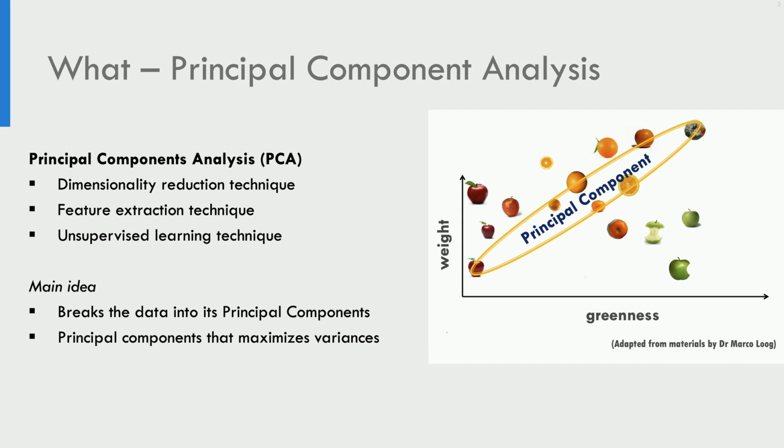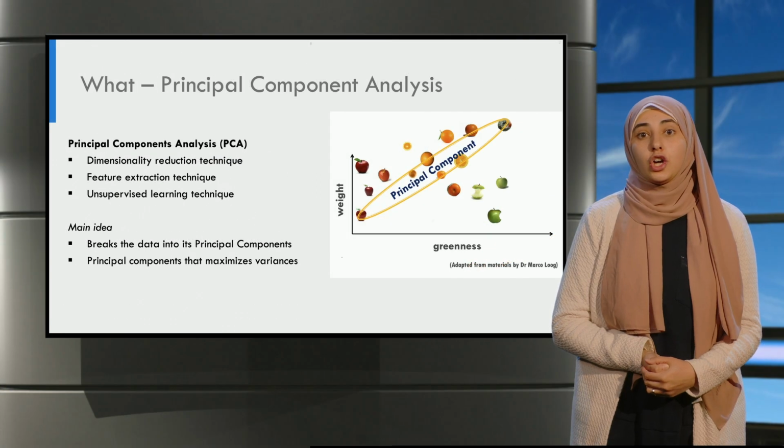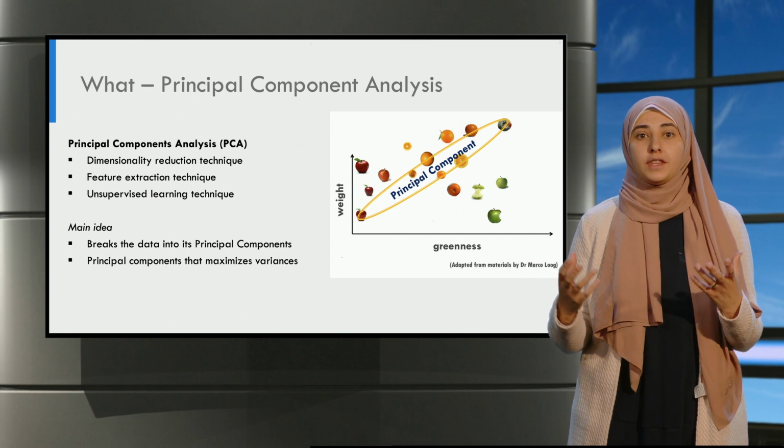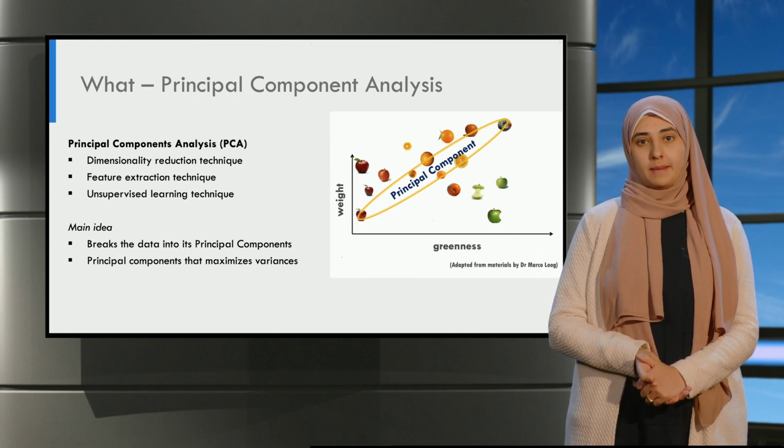In the apples and oranges example, PCA will choose the first principal component of the data as the direction along this orange ellipse. This is the direction with the maximum spread of data, which is the direction of the maximum variance.